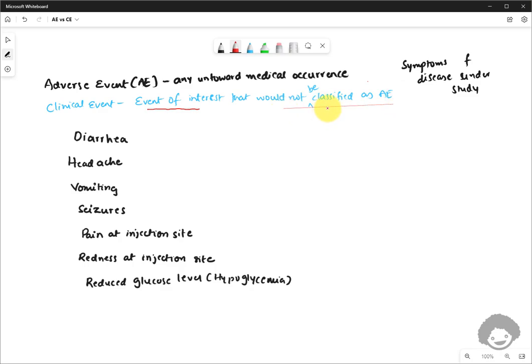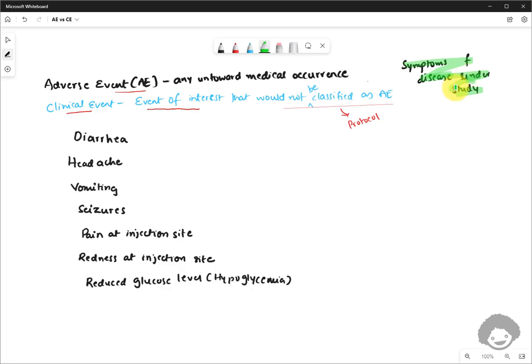So where do we classify a particular event as an AE or not? It will be present in the study's protocol. Whether it is an event of interest or not would be specified in the protocol. If it's an event of interest and it is not classified as an adverse event, then that information has to be captured as part of clinical event. Otherwise, it has to be captured in the adverse events domain. In most cases, clinical events of interest could be the symptoms of the disease under study.